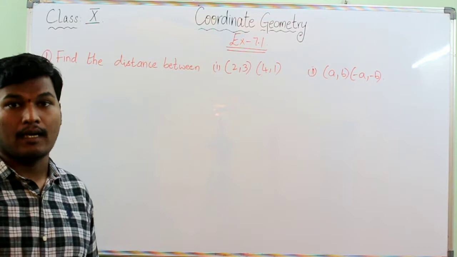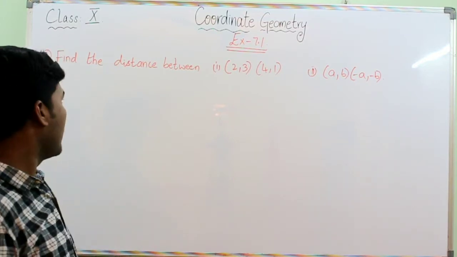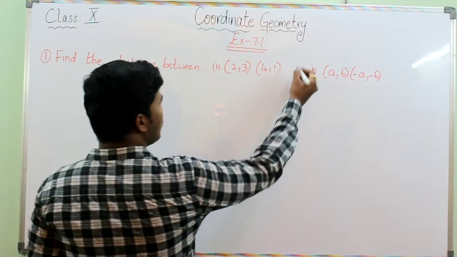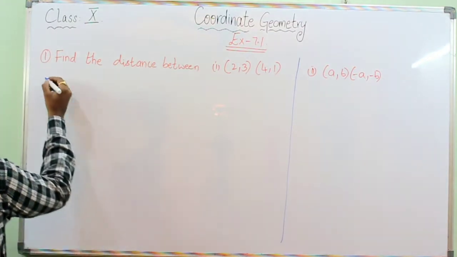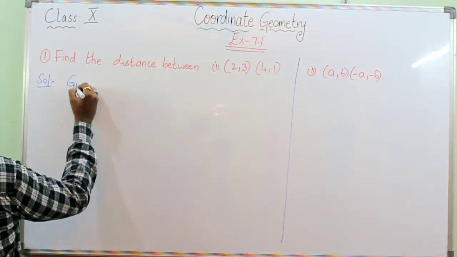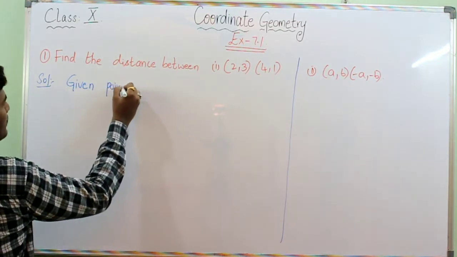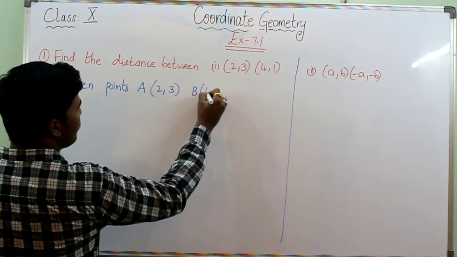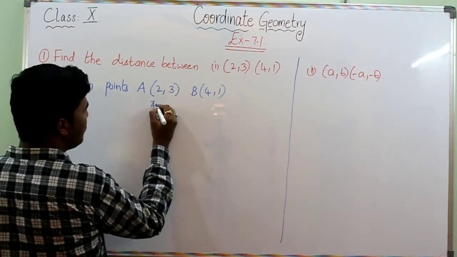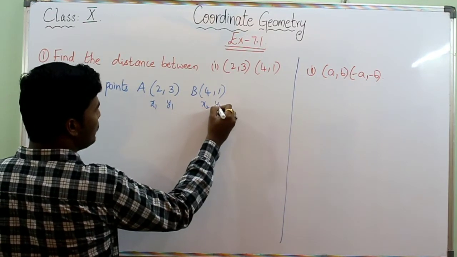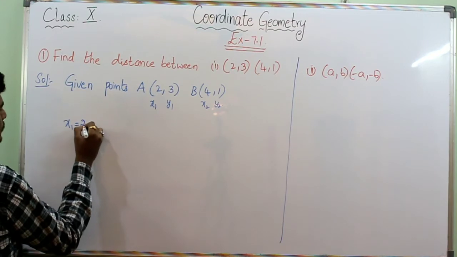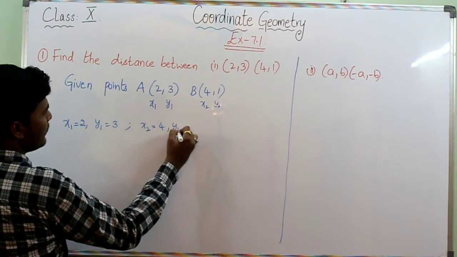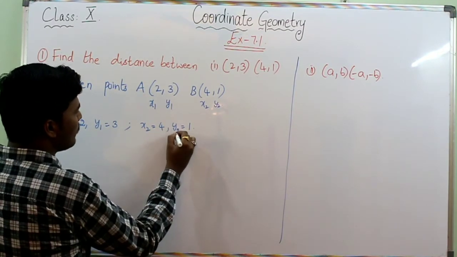Okay, now let us start exercise 7.1. So in that, find the distance between (2, 3) and (4, 1). Okay, so first let us solve this first one. Given points, let us name them as A of (2, 3) and B of (4, 1), and name these points as x1, y1, x2, y2. So now x1 point is 2, y1 point is 3 and the second one x2 is 4 and y2 is 1.